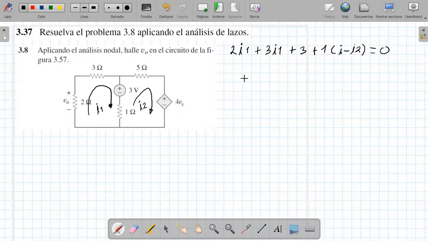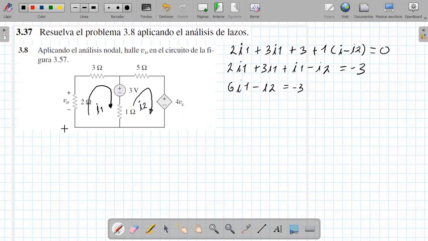0. Now we start to apply algebra: 2 I1 plus 3 I1 plus 3 volts. I'm going to pass the 3 to the other side of the equal, so it would be I1 minus I2 times 1, minus 3. Here it would be whatever I have: 2 plus 3 is 5, plus 1 is 6. So 6 I1 minus I2 is equal to minus 3.